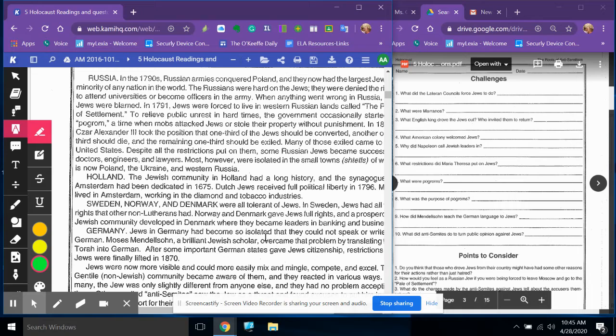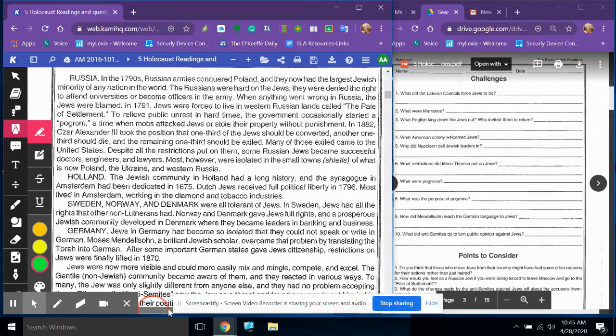Russia. In the 1790s, Russian armies conquered Poland. They now had the largest Jewish minority of any nation in the world. Russians were hard on Jews. They were denied the right to attend universities or become officers in the army. When anything went wrong in Russia, Jews were blamed. In 1791, Jews were forced to live in Western Russian lands called the Pale of Settlement.